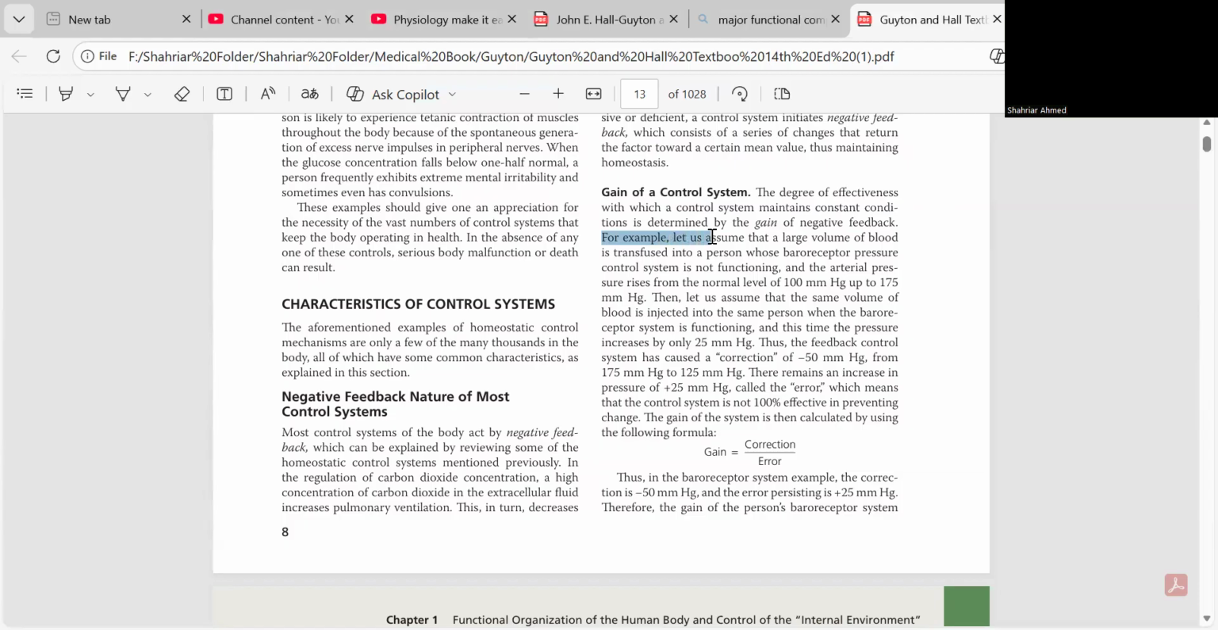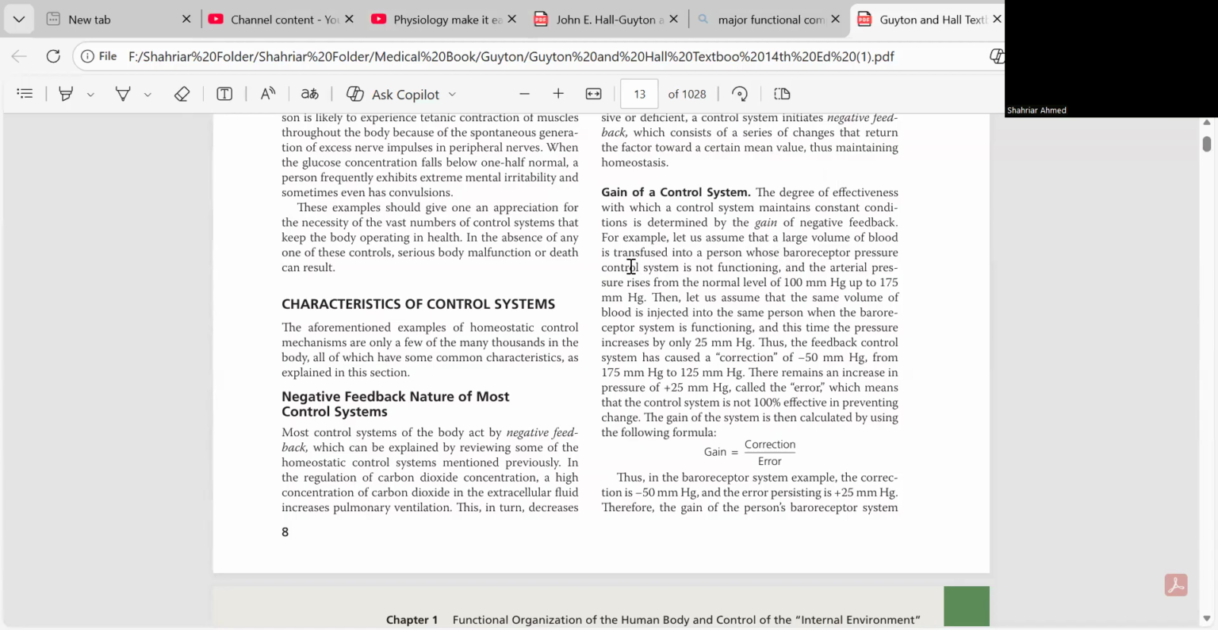For example, let us assume that a large volume of blood is transferred into a person whose baroreceptor pressure control system is not functioning. What is baroreceptor? The baroreceptors are the sensory receptors that sense whether the blood pressure has increased or decreased. They are present at the bifurcation of the carotid artery and the arch of the aorta.